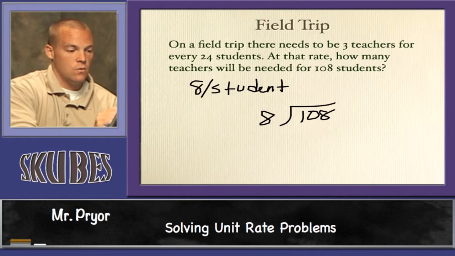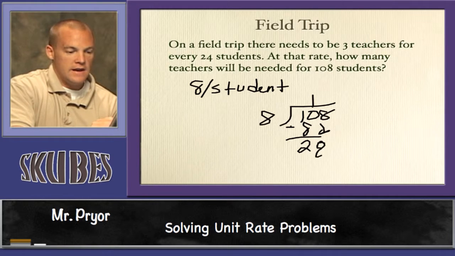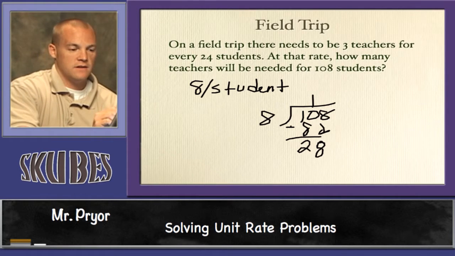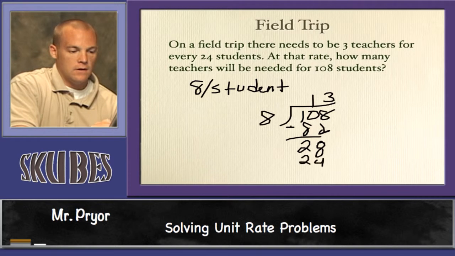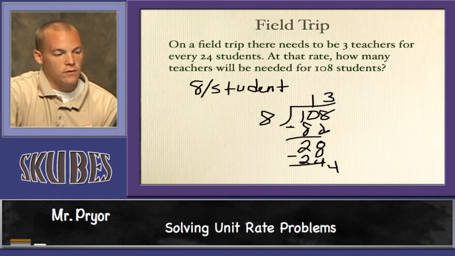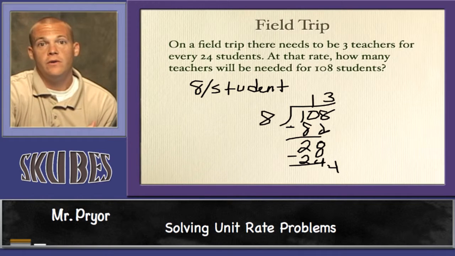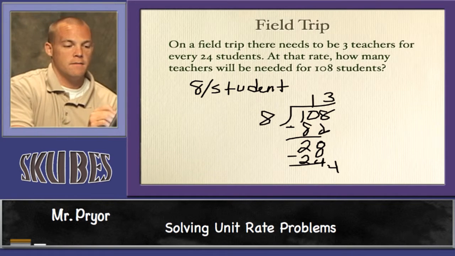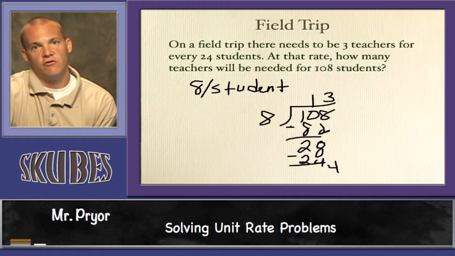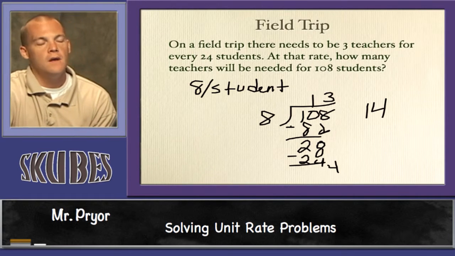8 goes into 10 one time with 2 left over. We'll go ahead and bring that 8 down. Now 8 doesn't go evenly into 28, but it does go in 3 times, leaving us 24. When we subtract, we see we have a remainder of 4. In this case, we're not going to deal with a partial teacher, so we'll go ahead and round up, because we're going to need that extra teacher for those extra students. So we're going to round that up to 14 teachers for this trip.